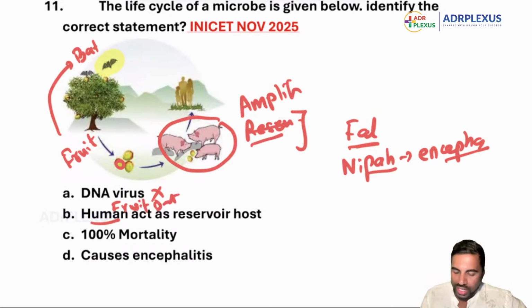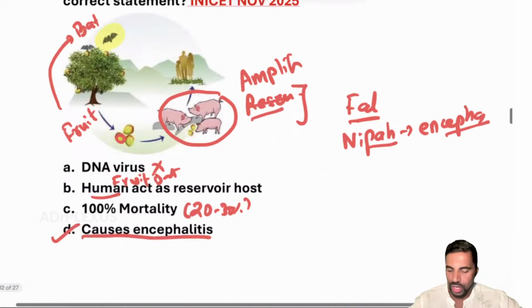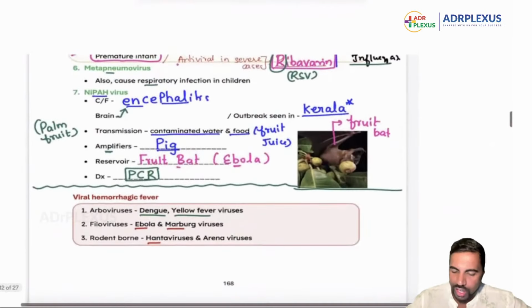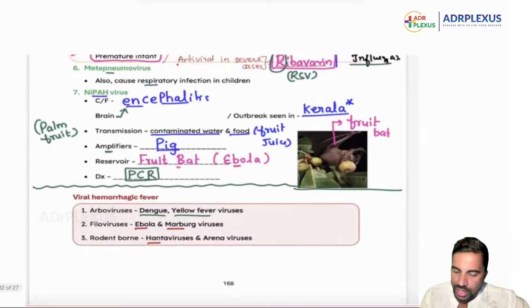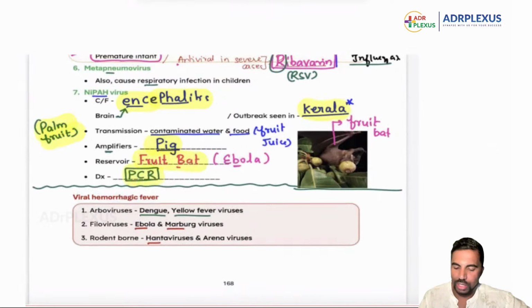100% mortality? No, not that much. It is risky, but only 20 to 30%. It's almost equal to Japanese encephalitis. Does it cause encephalitis? Definitely yes. So your answer is encephalitis. Do we have proof? Yes, we discussed it very nicely with four or five points: Nipah, encephalitis, palm fruit, Kerala, pig is the amplifier, reservoir is fruit bat, and PCR you have to do. Even with Ebola, fruit bat is also a reservoir, we discussed. So we're done with that one.